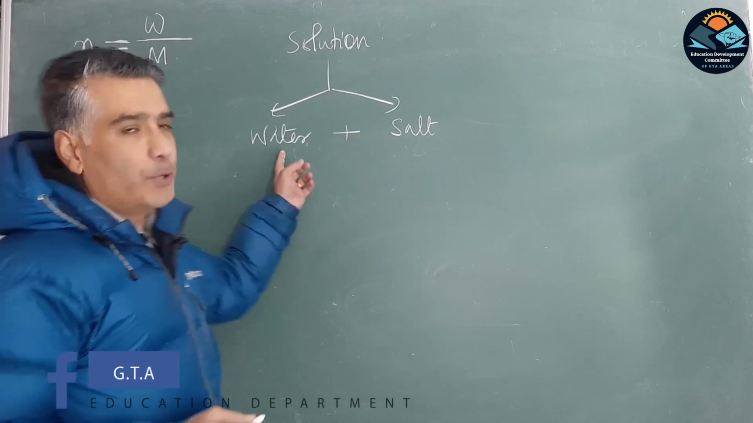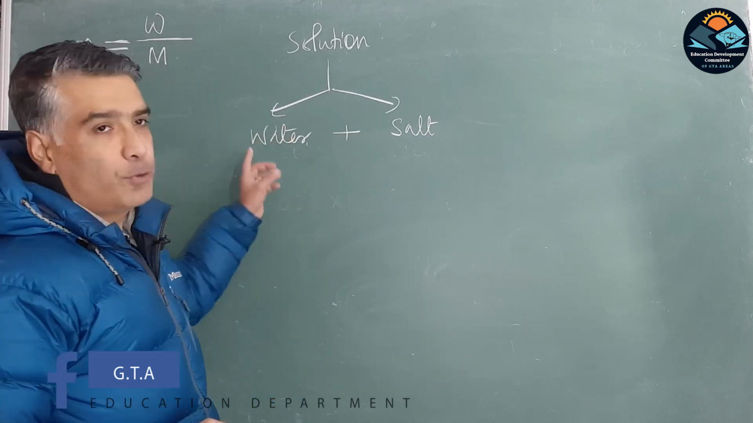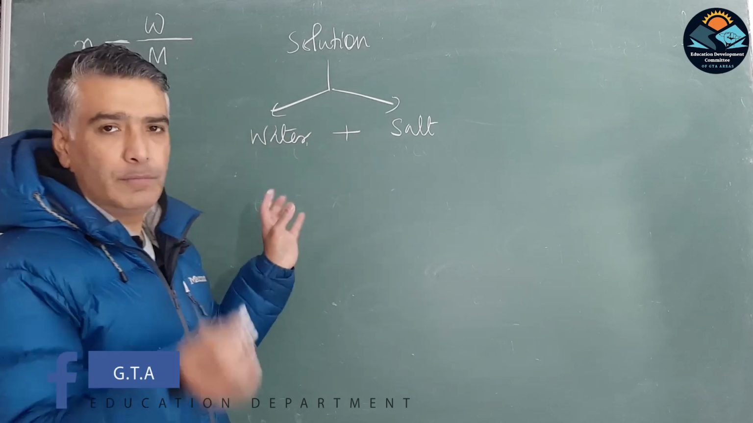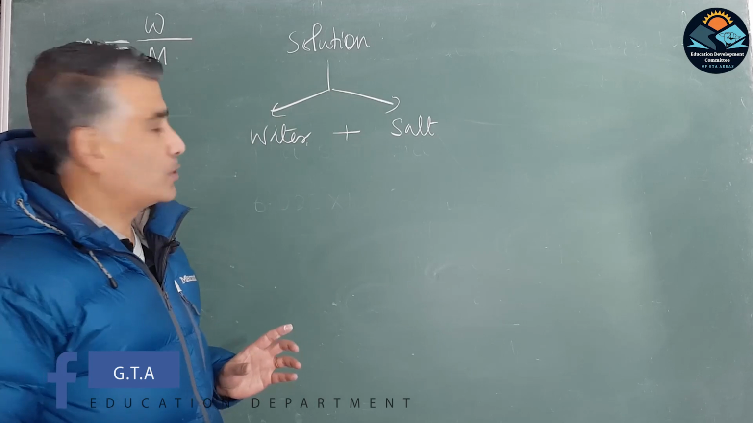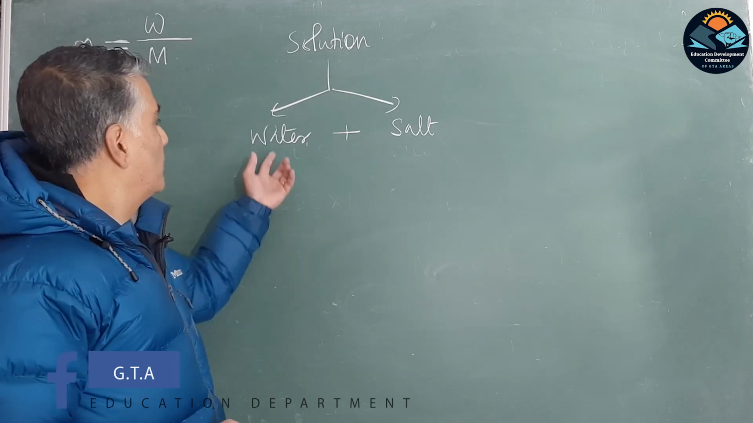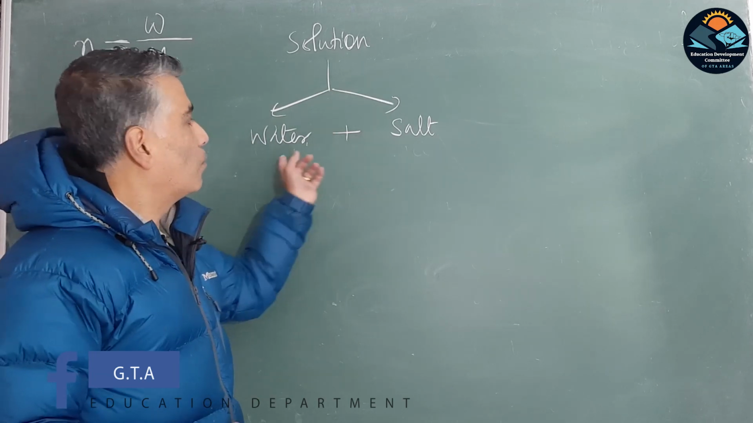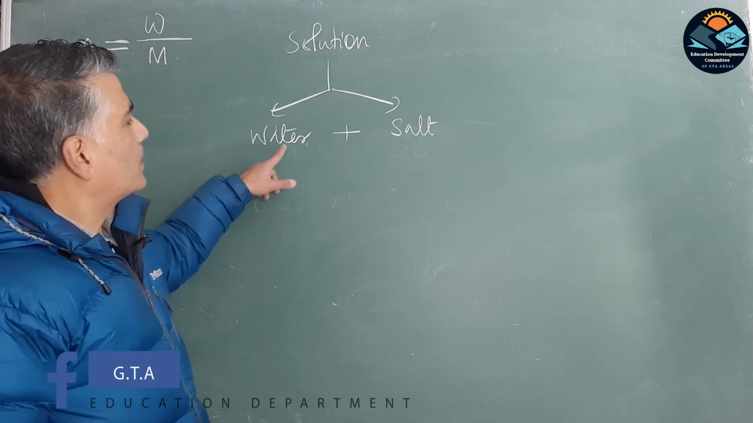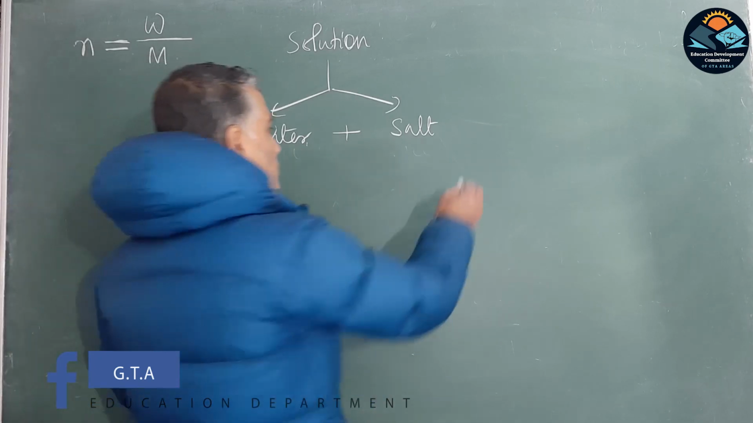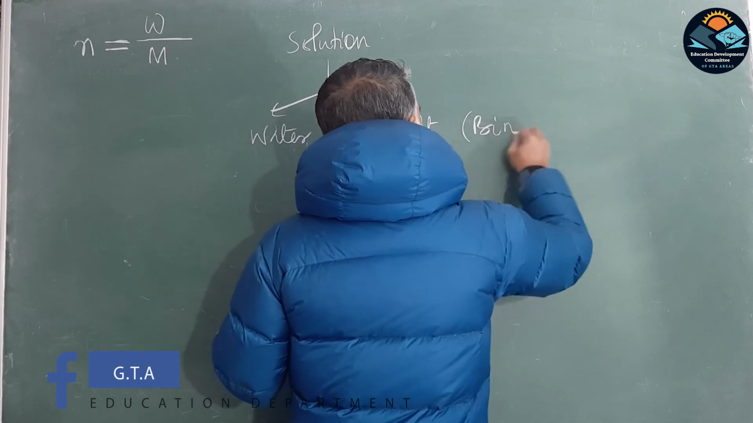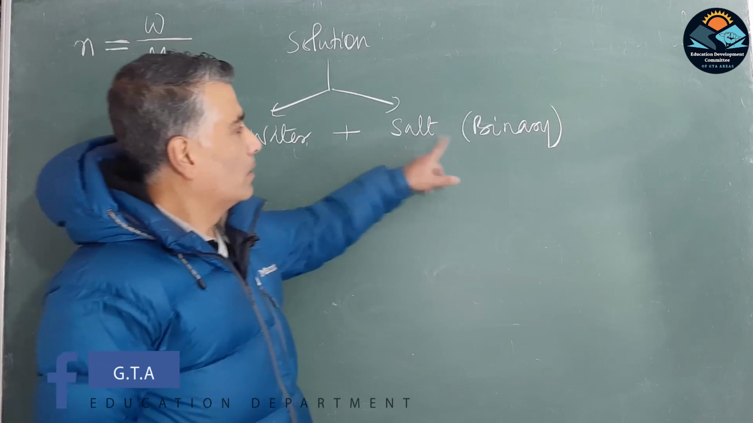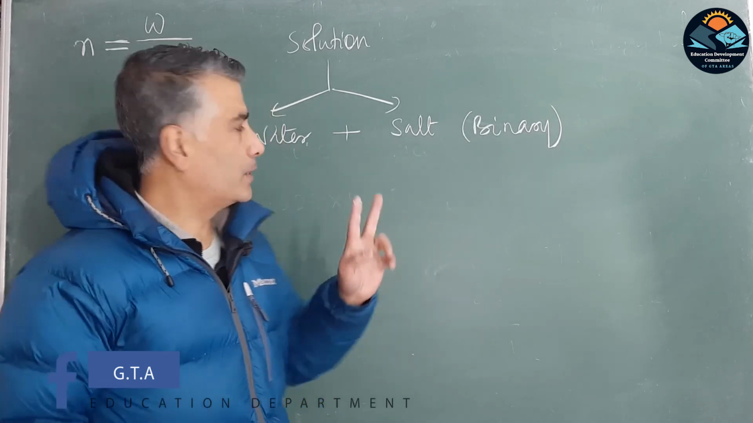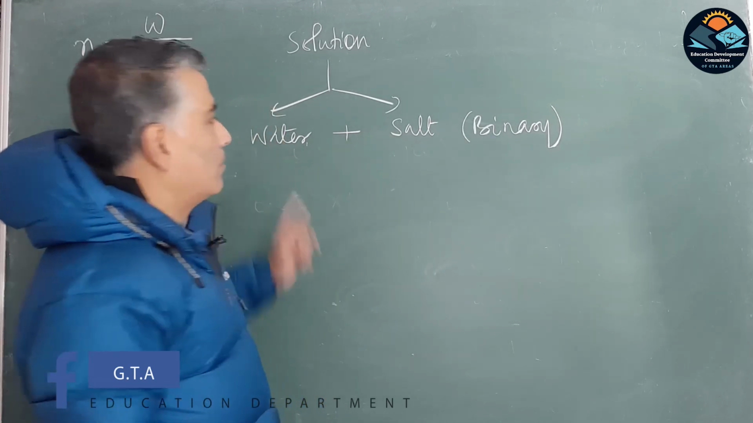With only one component, it is not possible to prepare a solution. You have to have at least two substances mixing together. So you can say that a solution is an impure substance. It's a mixture because it is prepared by mixing more than one substance. Most of the time our solutions are called binary solutions. Why binary? Because our solution will have two components, one solvent, another solute. Binary means something which has two components, solute and solvent.